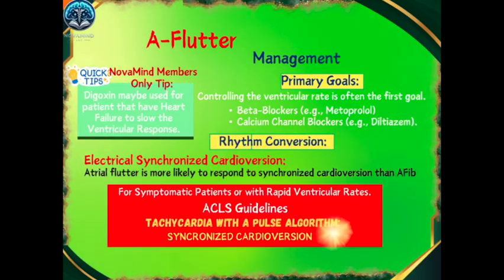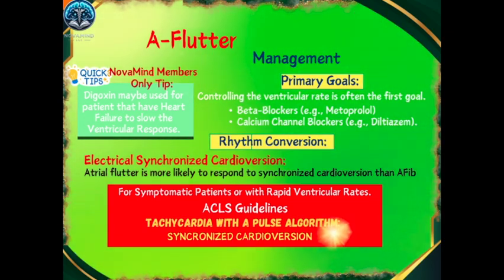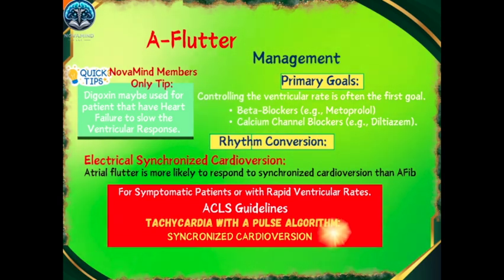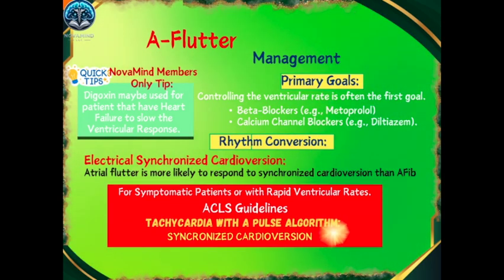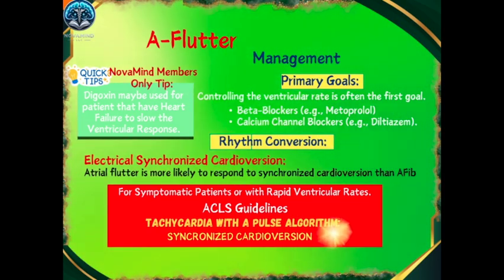Management of atrial flutter. The treatment of atrial flutter focuses on rate control, rhythm conversion, and stroke prevention. Rate control. Controlling the ventricular rate is often the first goal. This can be achieved using beta blockers like metoprolol or calcium channel blockers like diltiazem.